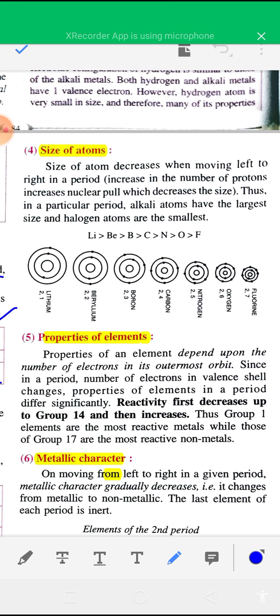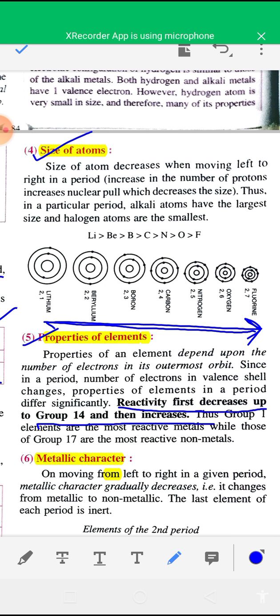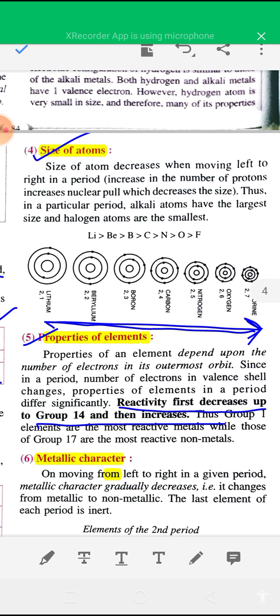And size of atom in a particular period decreases from left to right. You can see, because number of shells remains the same, but number of electrons increases one by one, and number of positive charges in the nucleus also increases one by one. So the atomic size decreases from left to right in a particular period. And reactivity of elements first decreases up to group 14 and then increases in a given period.